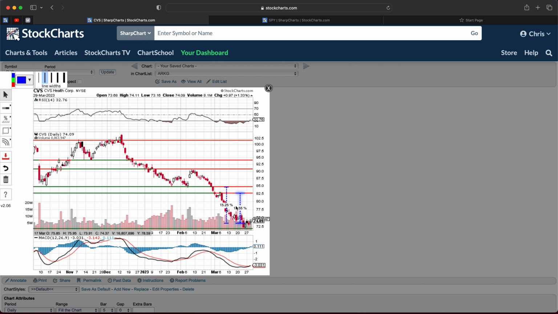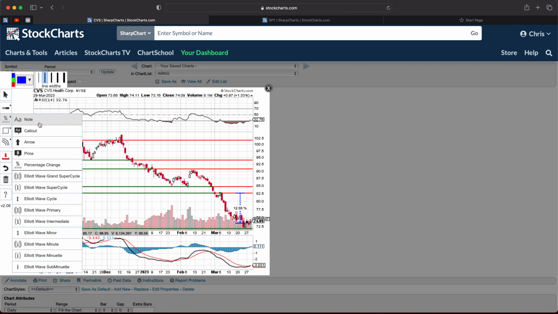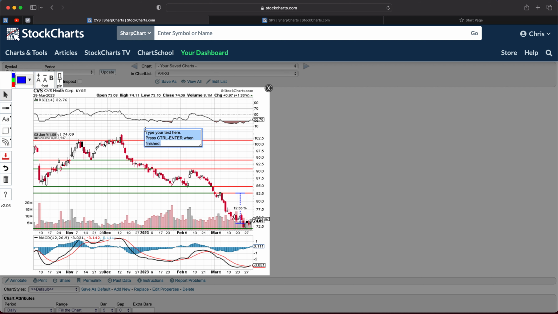And then this is how I write it down, like in my notebook or my trade journal. So I'll come and type it out. So we got price 74.09. We got stop 72.